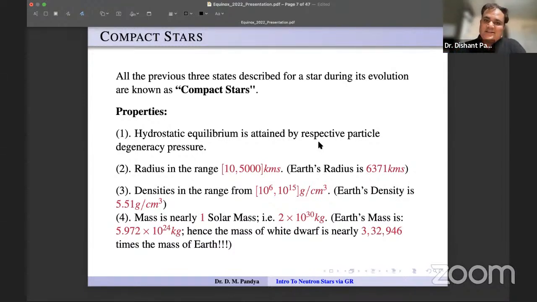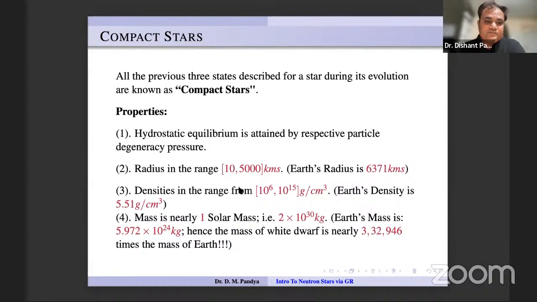Earth's density is nearly 5.5, or you can say 6 grams per centimeter cube approximately, whereas the substance in such stars has a density of 10 to the power 15 grams. You can see here a clear difference, the higher amount of density in such stars, and that is the reason that many things, even today, we don't know about such stars.